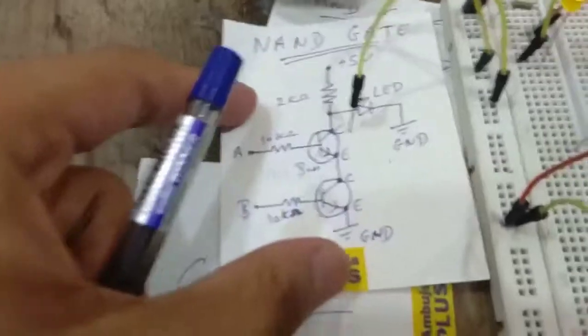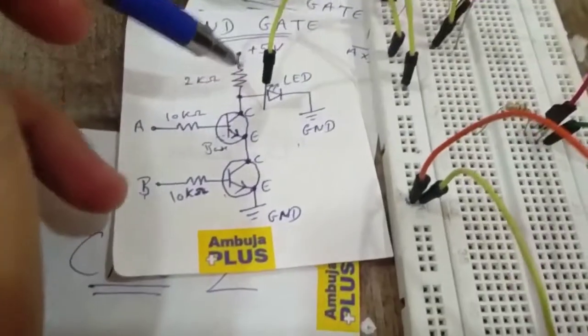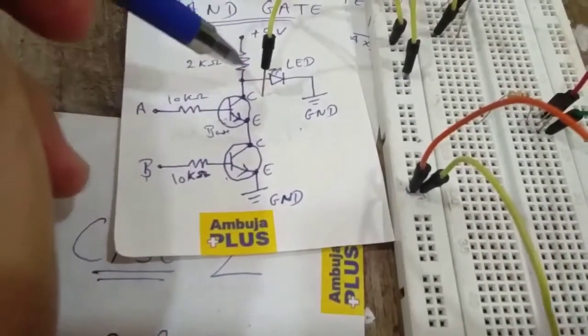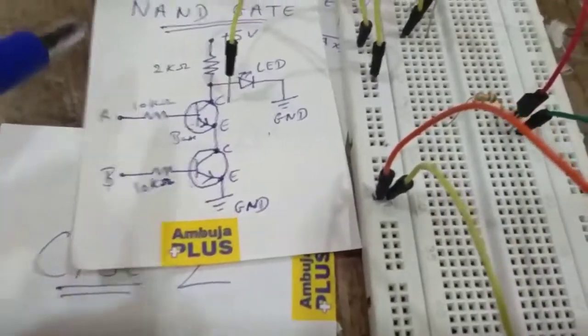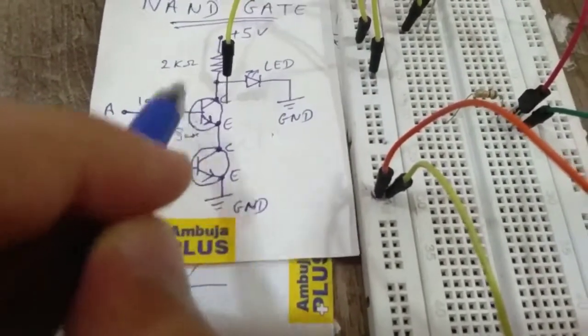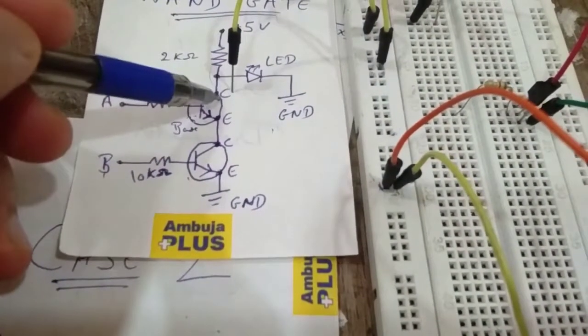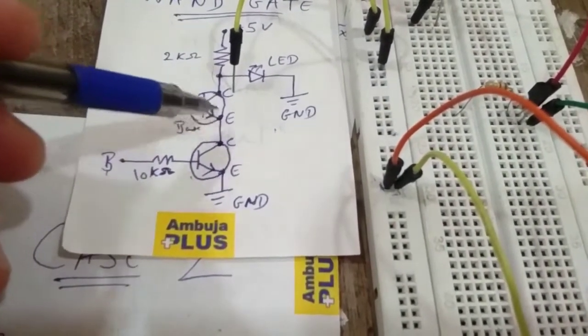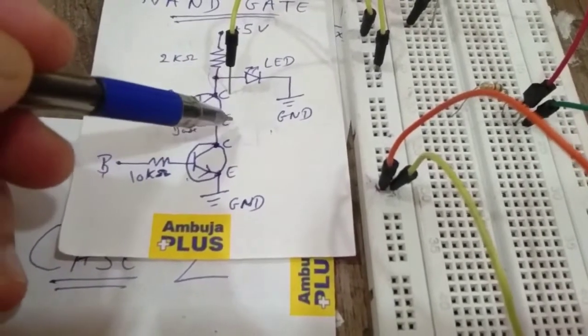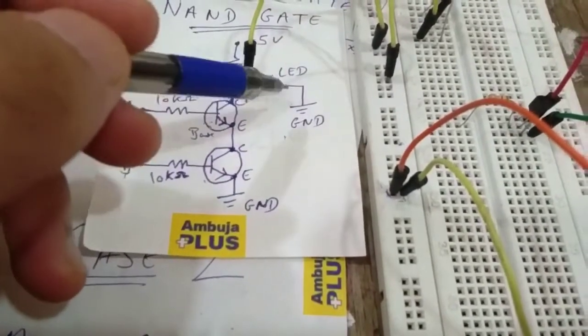In the previous case we have seen that since there was no input at A and B, the LED received the current directly from this 5 volt supply, and the LED was high. In this case also the same process will happen, because here A is 0. Since A is 0, the collector and emitter have no connection here, so the current passing through this collector won't pass to this emitter, and the emitter here is 0, and hence the current will pass from here to this LED, and the LED will be high.